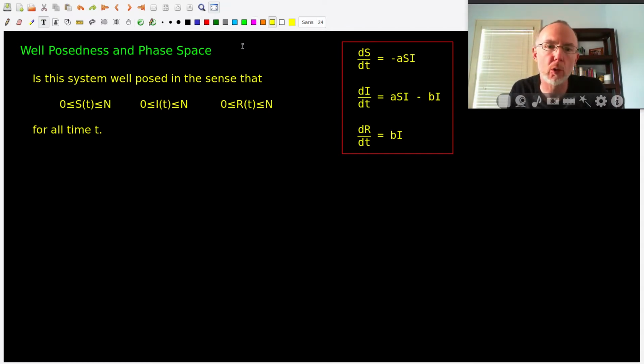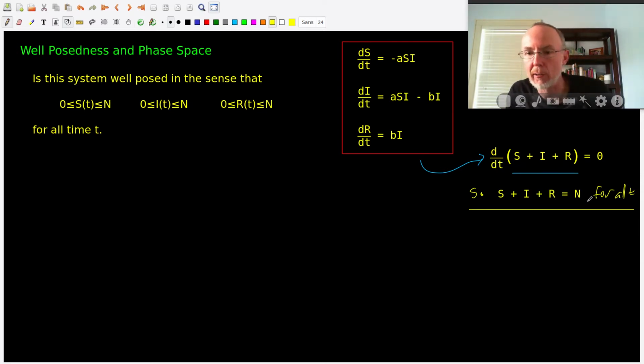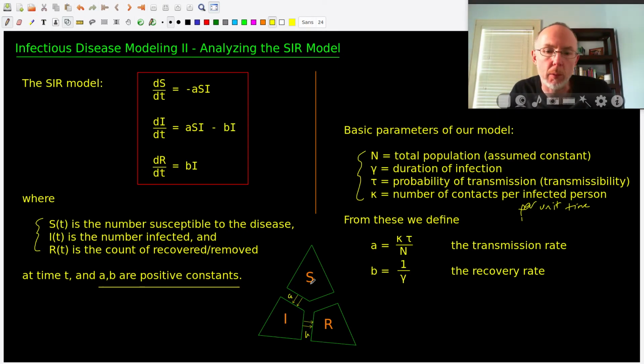Now we already saw in the last lecture that the rate of change of the sum of these things is 0, and that tells us that the sum of the variables, S plus I plus R, is equal to N for all t. In other words, we started with N people, and for all time we have the N people split between these three groups.